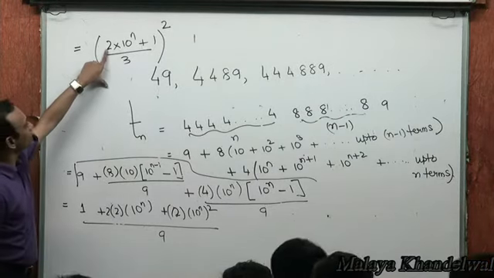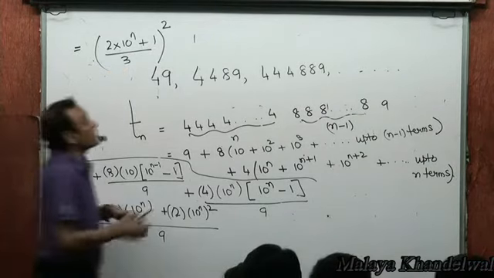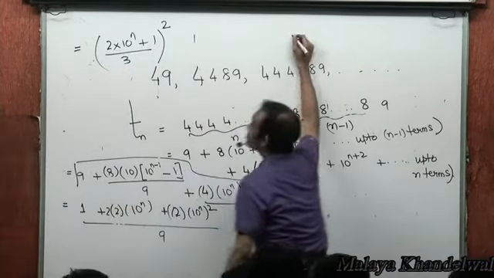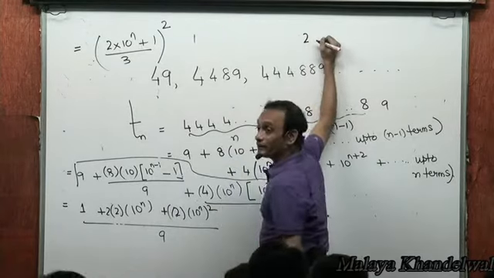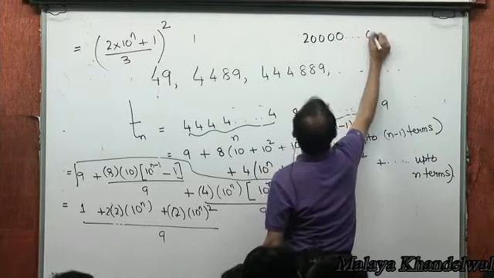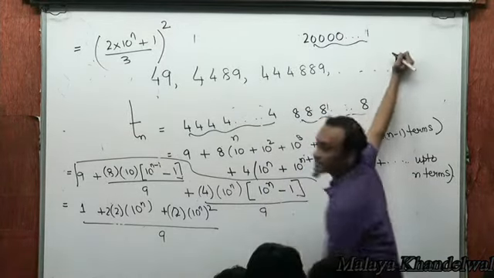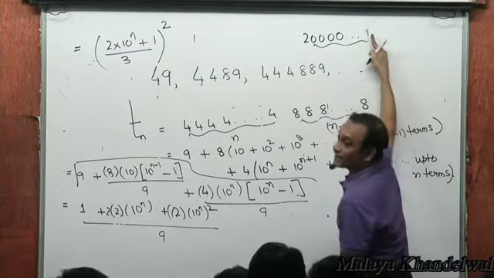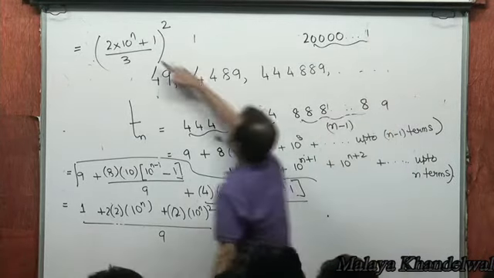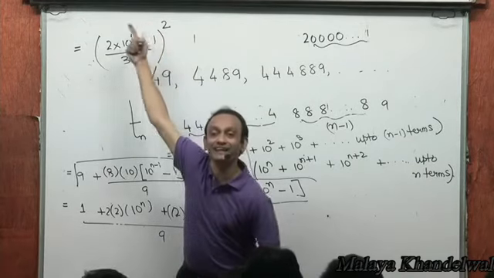I still need to show that 2 into 10 to power n plus 1 by 3 is an integer. Now that's not difficult because see, 2 into 10 to power n would mean what? 2 followed by how many zeros? N zeros. And then adding 1 means this. Sum of the digits here is 3. Therefore, the numerator is perfectly divisible by 3. And therefore, this is square of an integer.